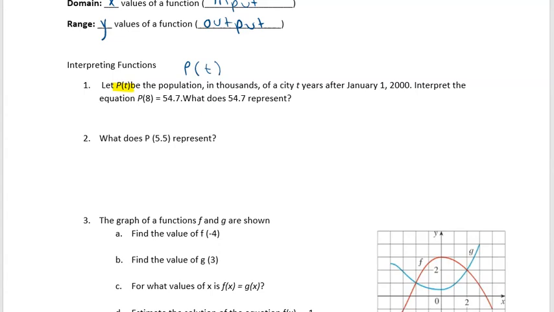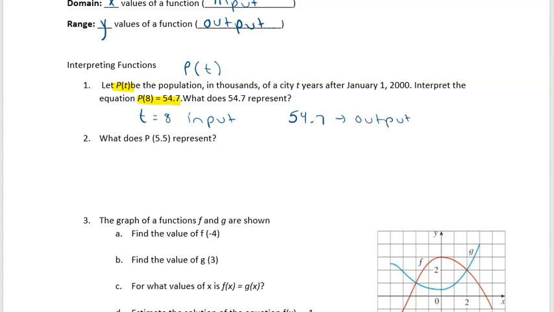Now, in this case, we don't have exactly a function, but we do have a little bit of information about our function. Right here, we see that p of t is represented by p of 8, and p of 8 equals 54.7. So what that means is, in this case, t is 8, and that would be our input value. That would be our domain value. And the output that we get is 54.7. That would be our output value, our range value.